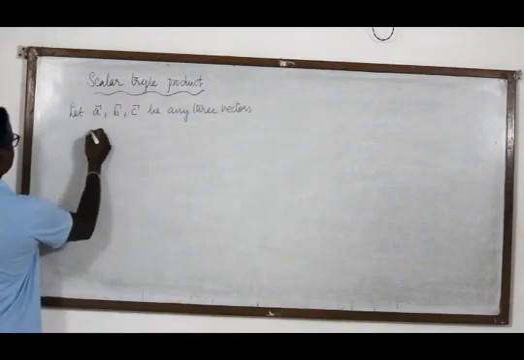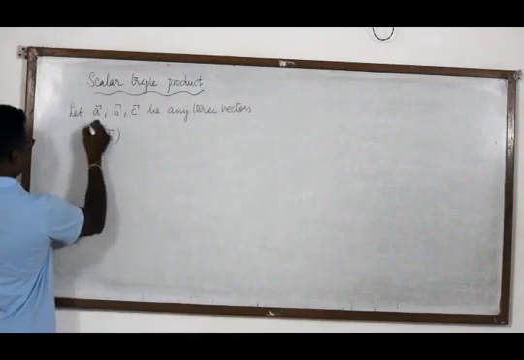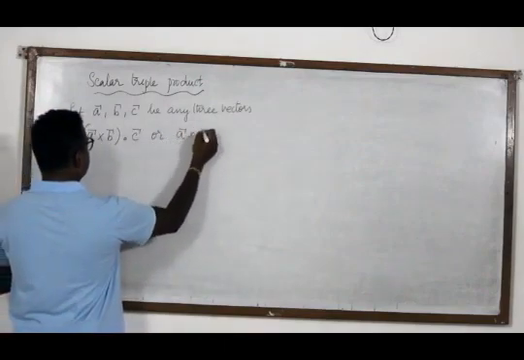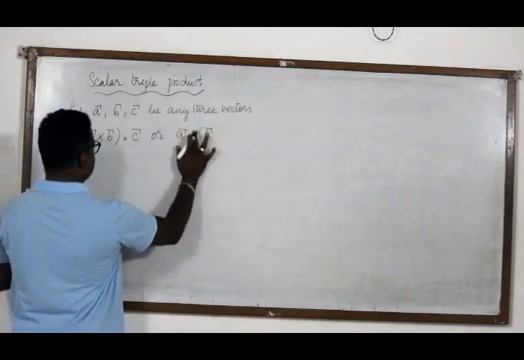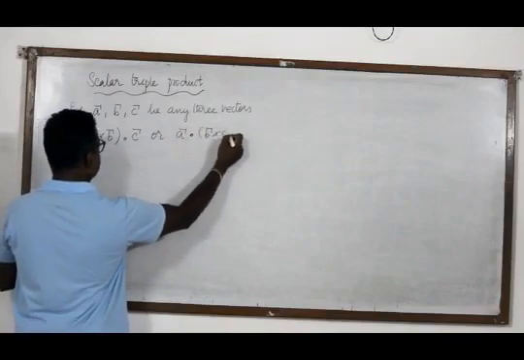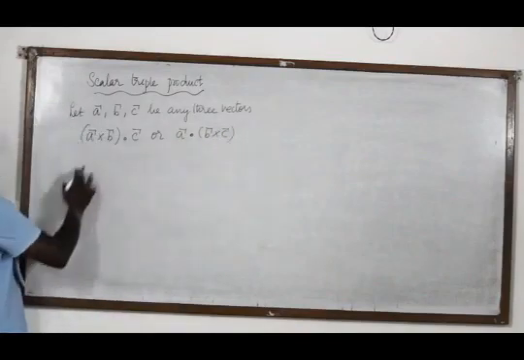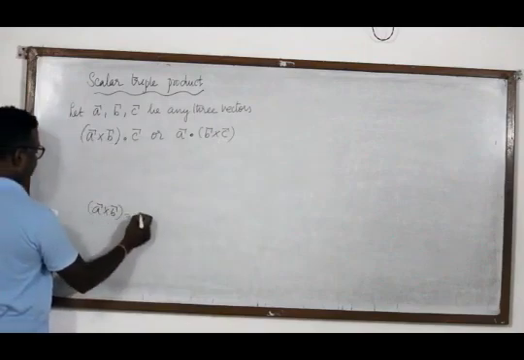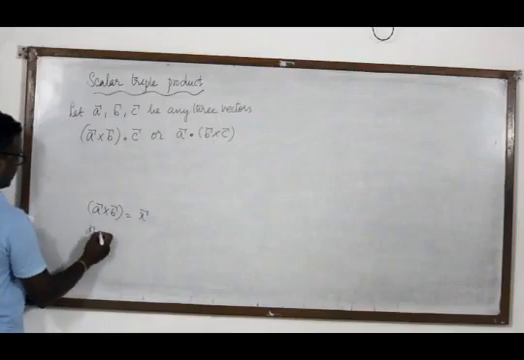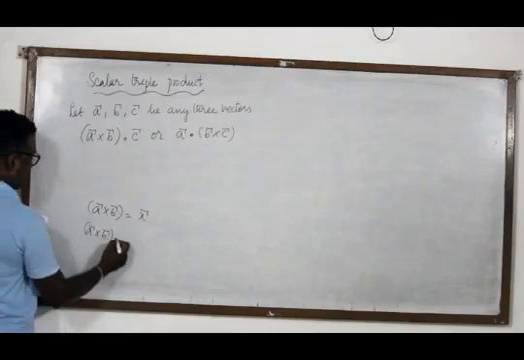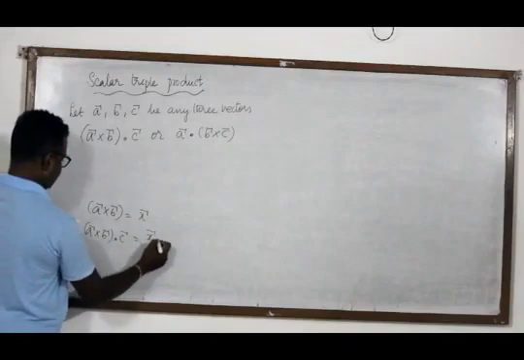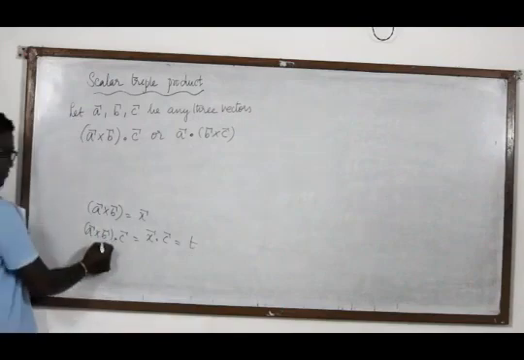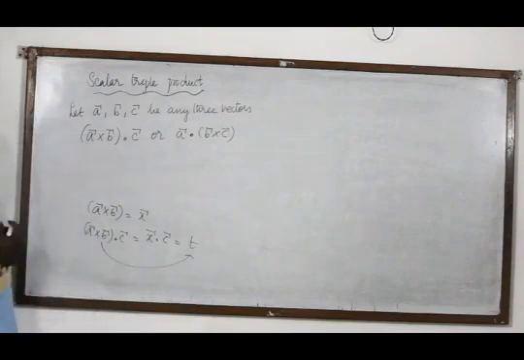Then A cross B dot C, or A dot B cross C. Check this result. A cross B will give me a vector. This will be resulting in a vector. Then A cross B dot C will be X dot C. This will be a scalar. Therefore, the final result is a scalar.